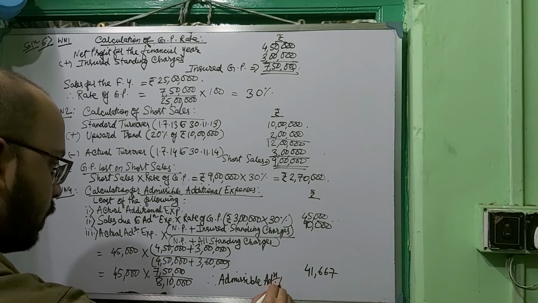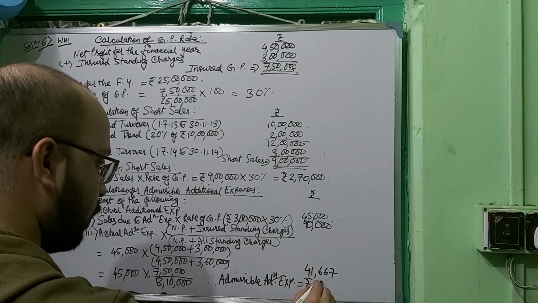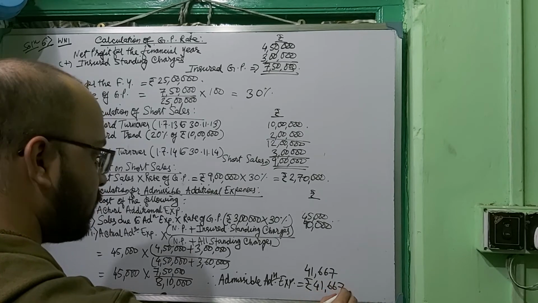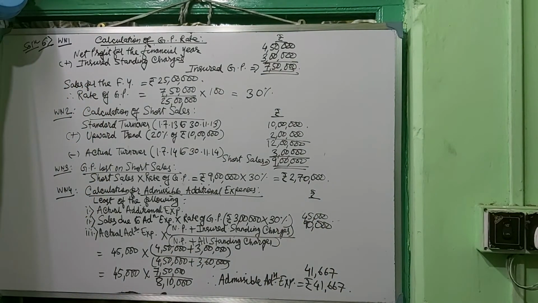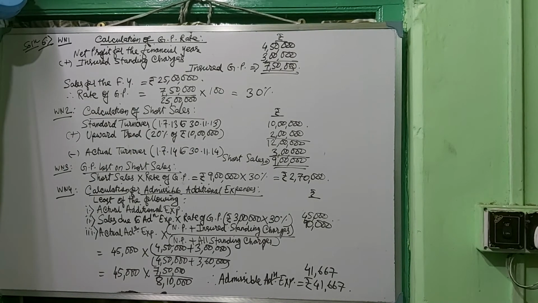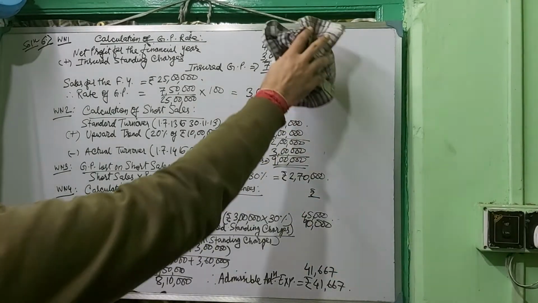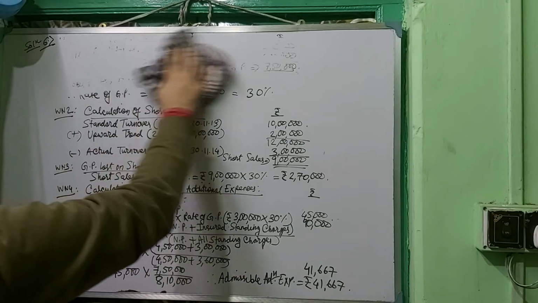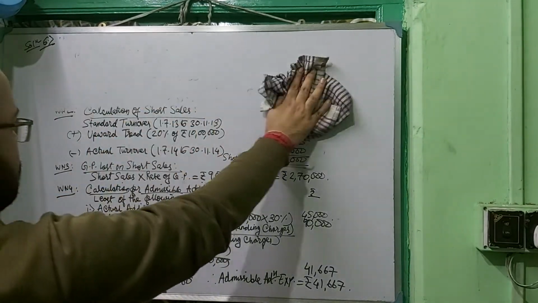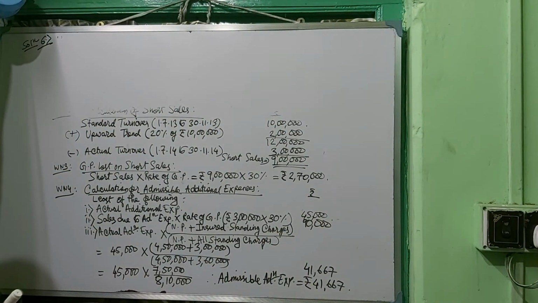additional expense will be rupees 41,667, because it is the least of the following. With these three, it is the least, so I will consider 41,667 as the least. So it is the admissible additional expenses in working note 4. Now we have to see whether it is applicable in case of average clause or not.